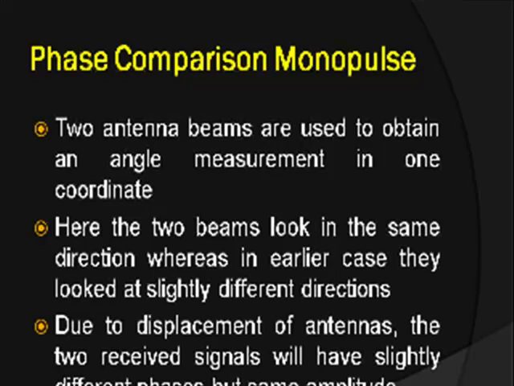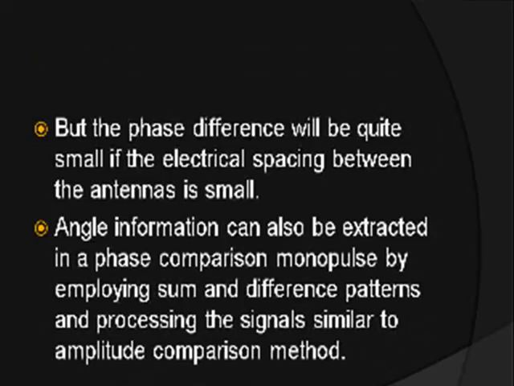2 antenna beams are used to obtain an angle measurement in one quadrant. Here the 2 beams look in the same direction, whereas in the earlier case they looked at slightly different directions. Due to displacement of the antennas, the 2 received signals will have slightly different phases but same amplitude. But the phase difference will be quite small if the electrical spacing between the antennas is small.